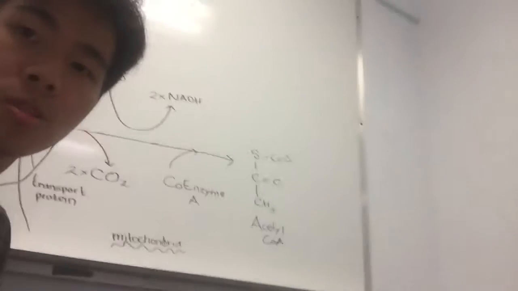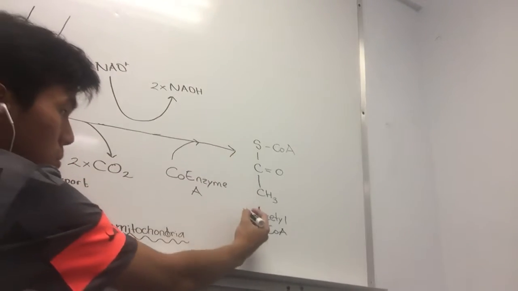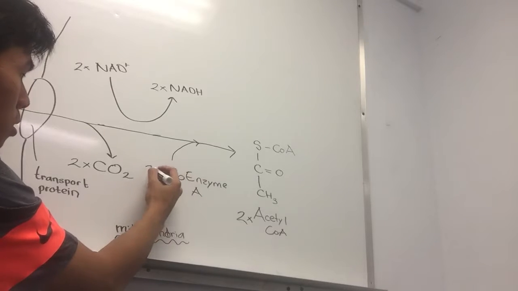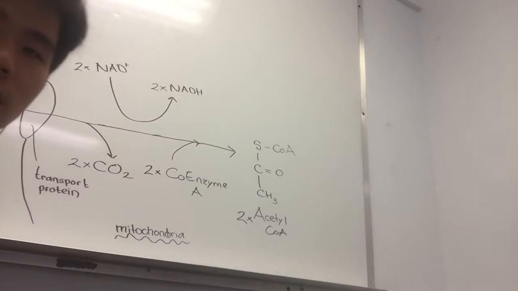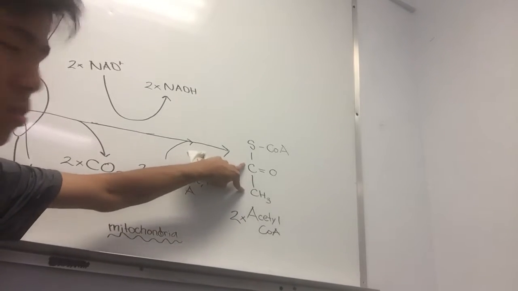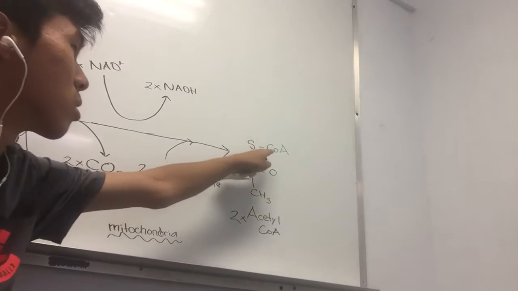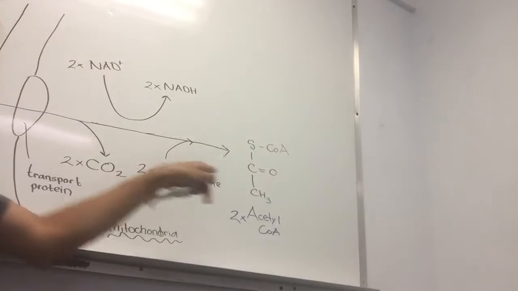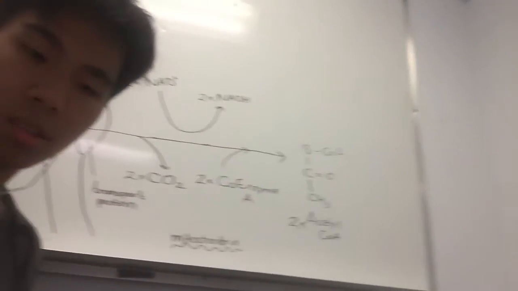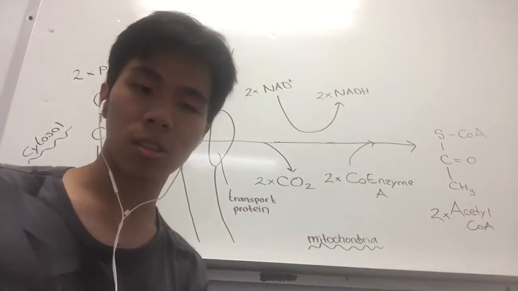And since there are 2 pyruvate molecules, there'll be 2 of these. And there should also be 2 coenzyme A's that attach. So as you can see, this is the remaining part of the pyruvate molecule, and this was coming from the coenzyme A. So, yeah, that's the gist of it.